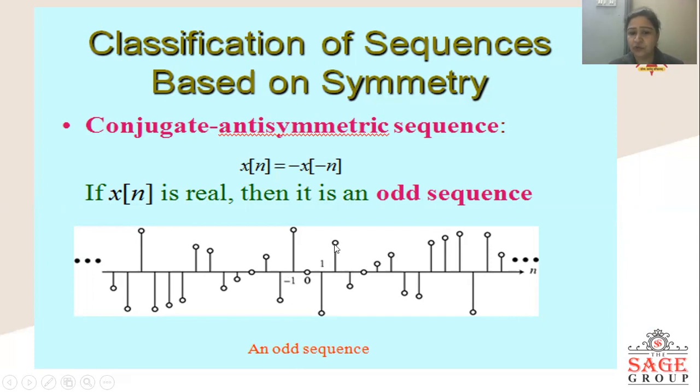At n is equal to 2, the signal is positive, whereas at n is equal to -2, the signal is negative. Whereas the magnitude is the same in both the cases, n is equal to 2 and n is equal to -2. So this sequence is also known as an odd sequence. The best example of odd sequence is the sinusoidal sequence. So here we can see that the signal is anti-symmetric with respect to the y-axis. Whatever values the signal takes on the right-hand side of the y-axis, the magnitude will be the same on the left-hand side of the y-axis, but the sign will be opposite.